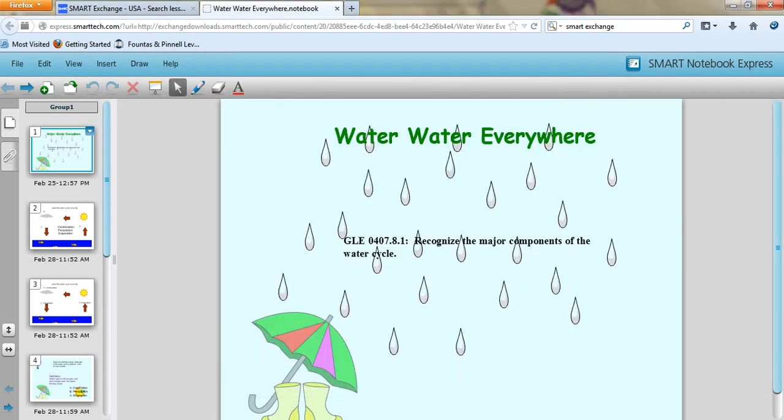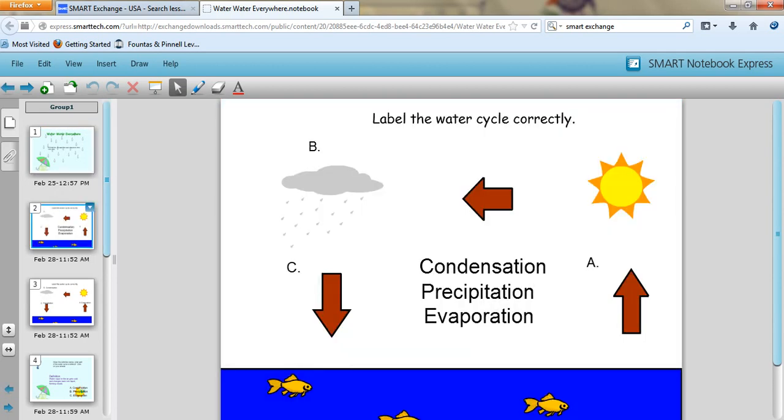Okay, this is a file I found on the Smart Exchange called Water Water Everywhere. It recognizes the major components of the water cycle. So the first thing it takes us to is a slide that says label the water cycle correctly. So we have the three major components, condensation, precipitation, and evaporation.